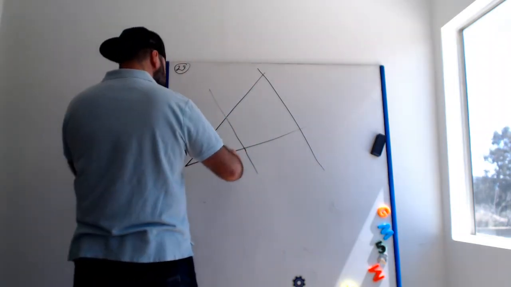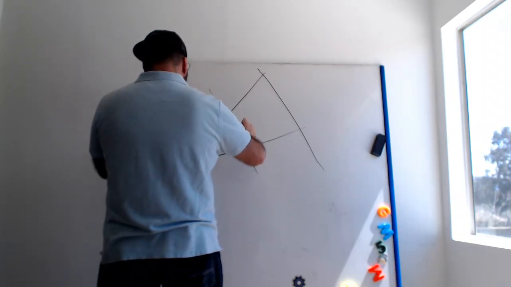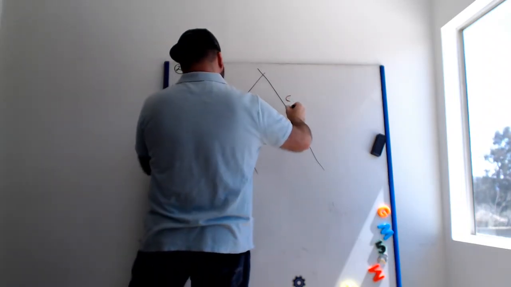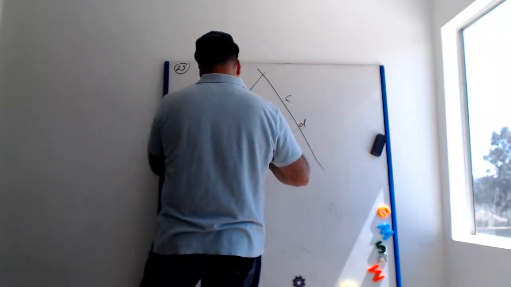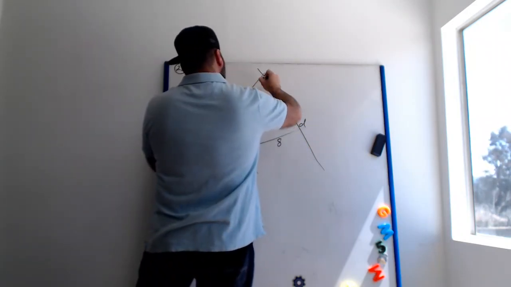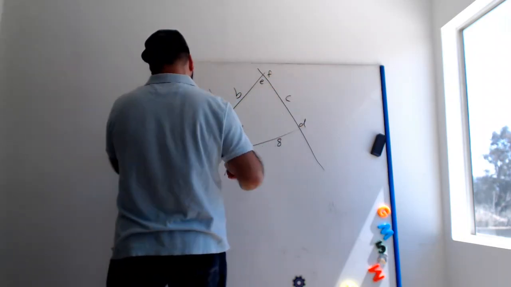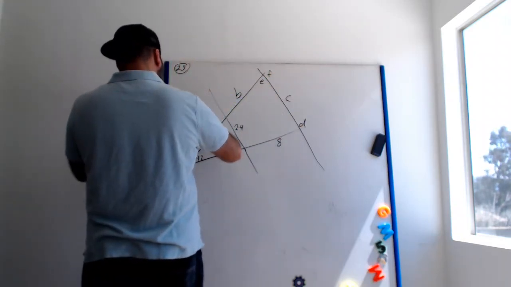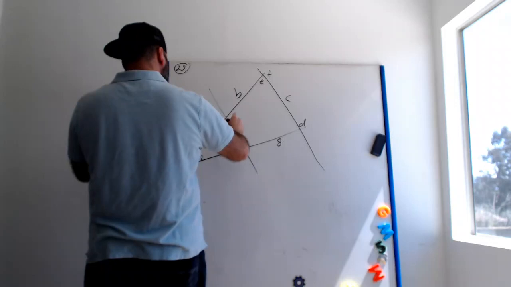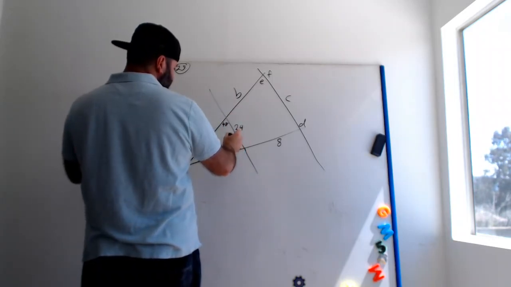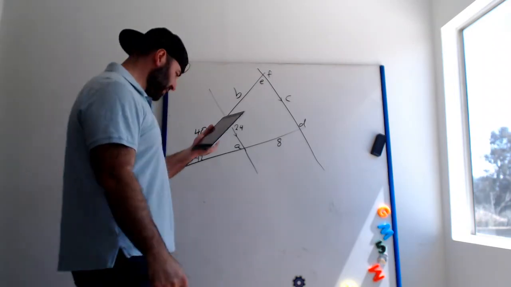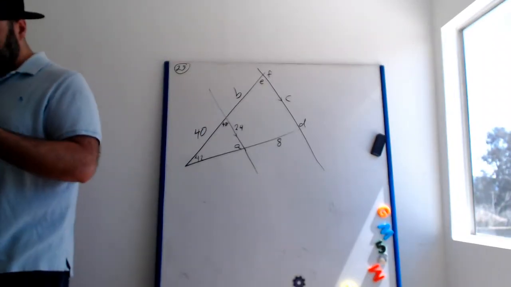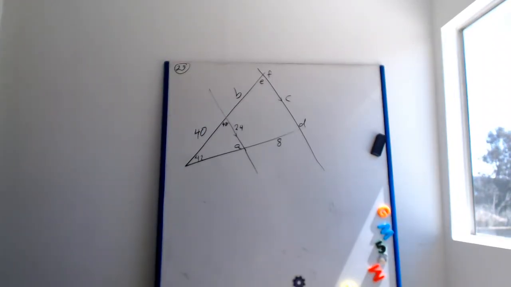Okay, so we'll go with that. 42 degrees, A, 24, C, D, 8, B, E, F, 40, and then 48. And the only other bit of information is that those two lines are parallel to one another. And they asked us to find all of the variables.